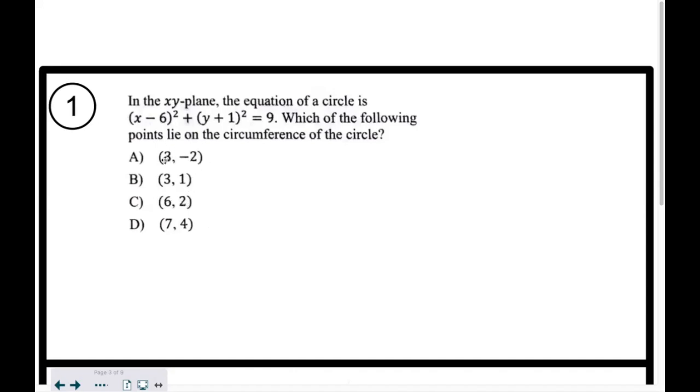And also for something to lie on the circumference of the circle, it just means it has to satisfy this equation. This equation represents all the points that are on the circle. So I will just start with this.